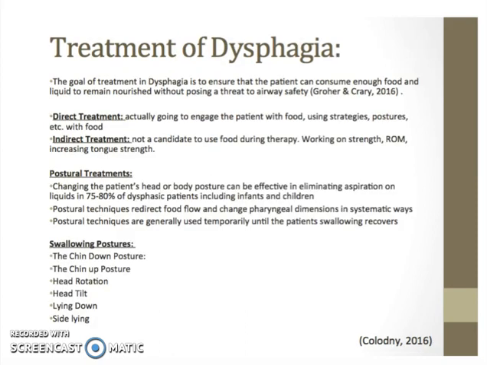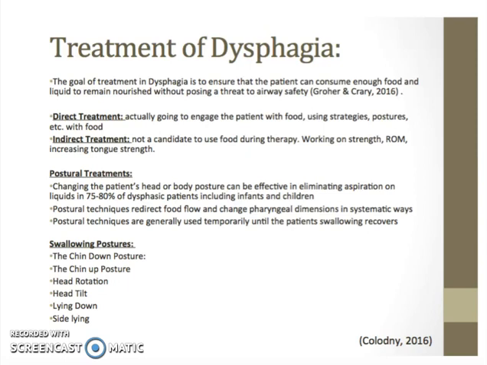So the goal of treatment in dysphagia is to ensure that the patient can consume enough food and liquid to remain nourished without posing a threat to their airway safety. The treatment can be indirect or direct. Direct treatment is actually engaging the patient with food and using strategies and postures, while indirect treatment is for patients who are not candidates to use food during therapy, and you'll work on strength, range of motion, etc.